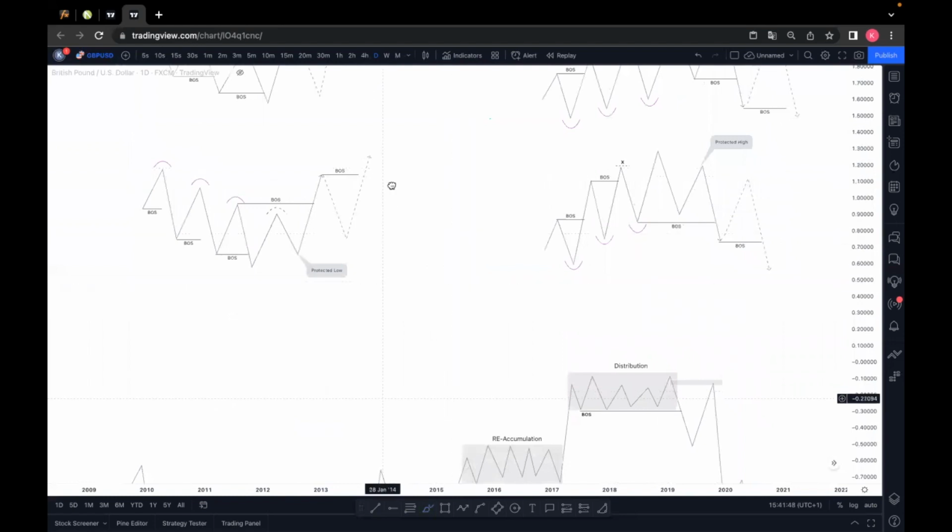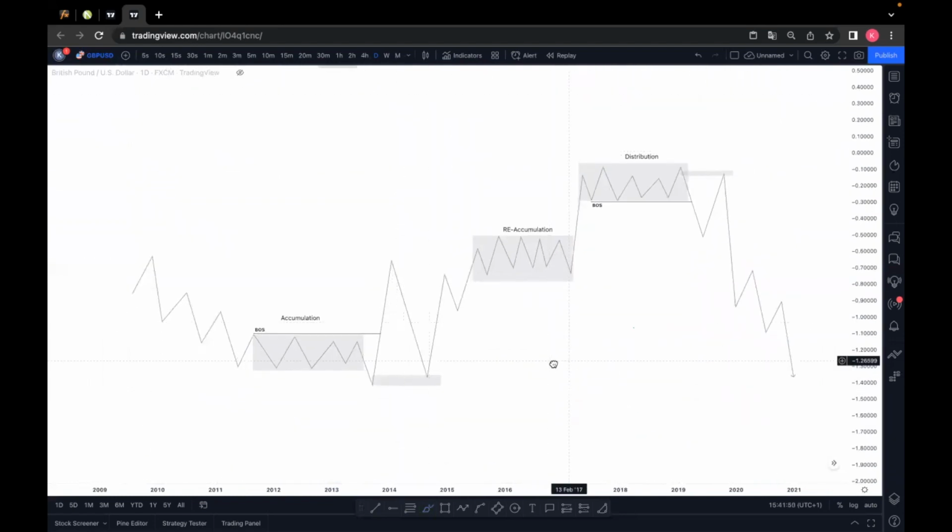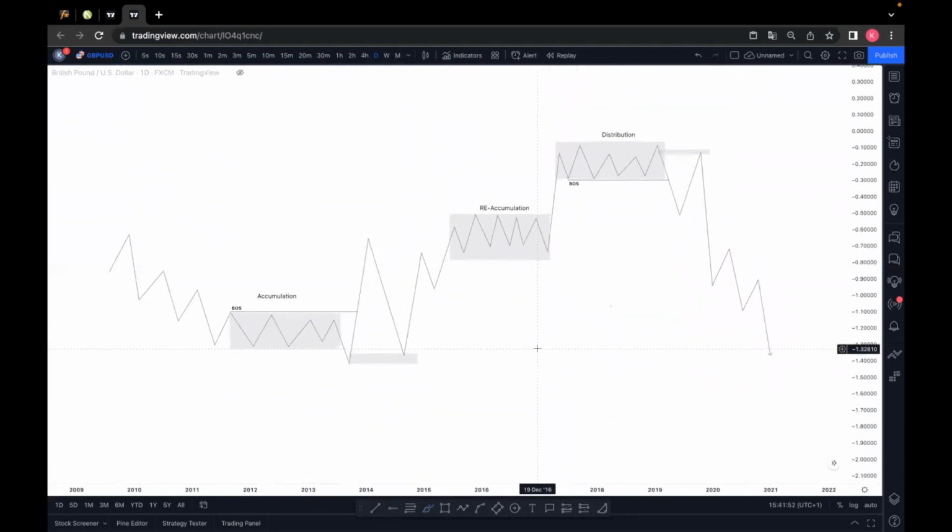Now, there is another topic, another part about reversals that I wanted to talk about. And this is just pretty much introducing the concept of accumulation and distribution. I think some people may have heard this from the Wyckoff theory.